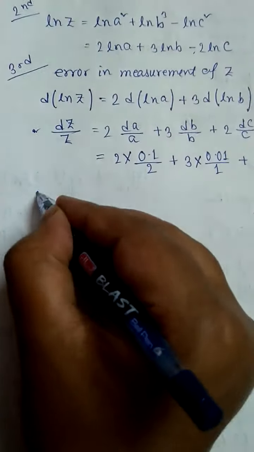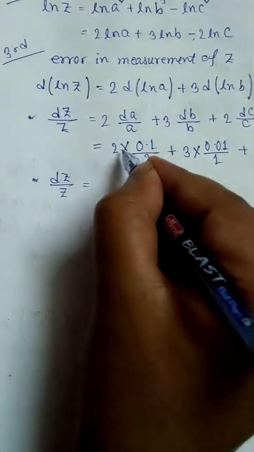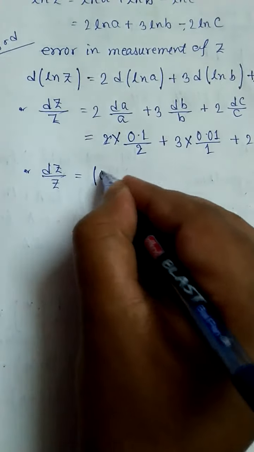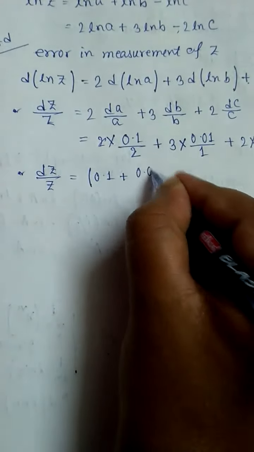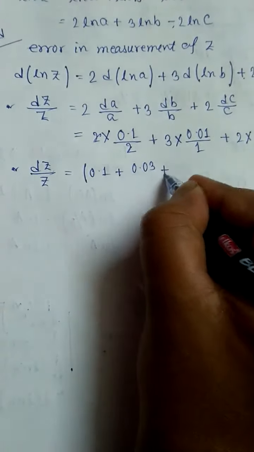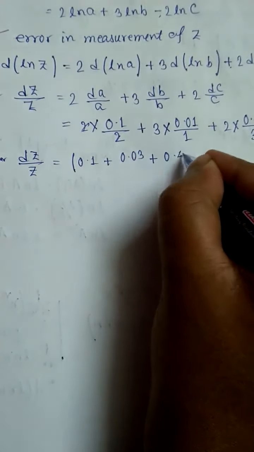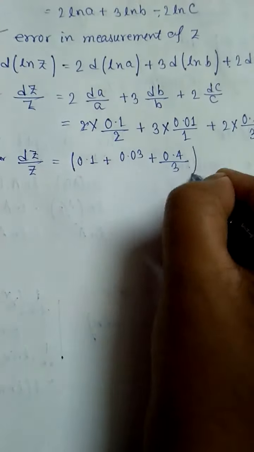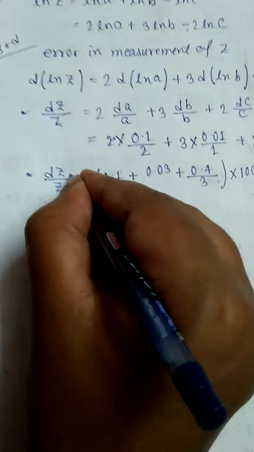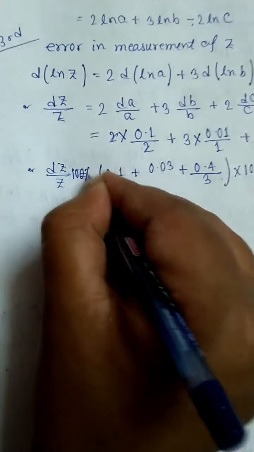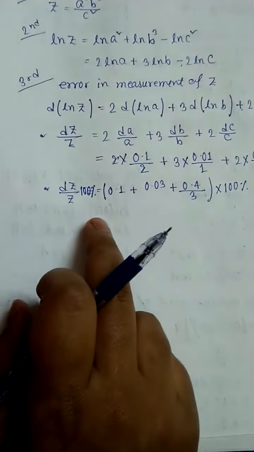So now dz by z is equal to, 2 into, will cancel out, 0.1 plus 0.03 plus 0.4 by 3 into 100%. As it is percentage error, you have to multiply 100% on both sides. So just calculate the value, this will give you the answer.